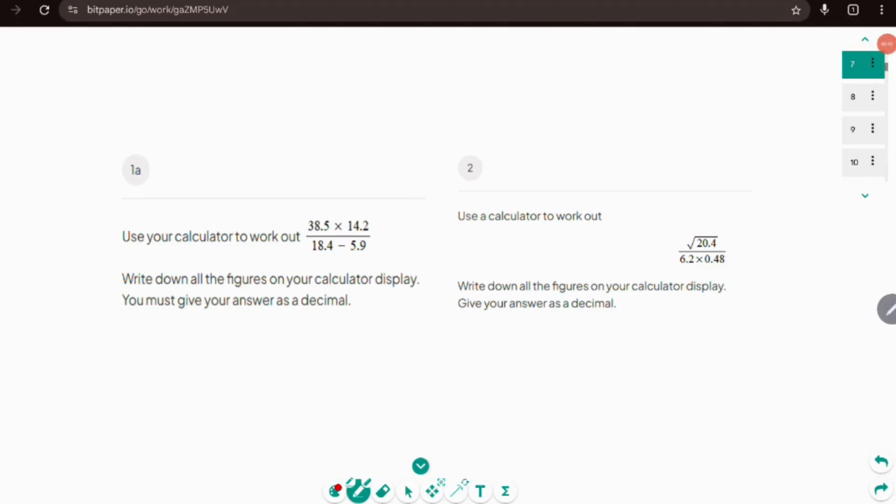So these are the types of questions you will get on your IGCSE paper. Use a calculator to work out the following calculation. Write down all the figures on your calculator display. You must give your answer as a decimal. Okay, so I'm going to literally show you how to type that into your calculator.